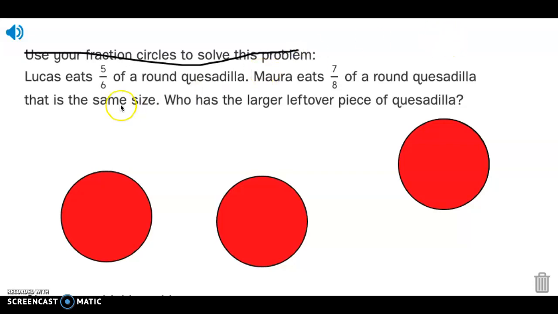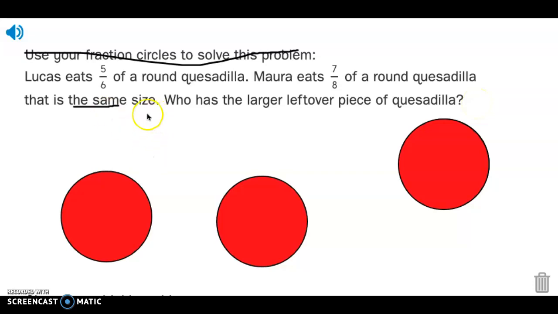Okay, it says Lucas eats 5/6 of a round quesadilla. Mora eats 7/8 of a round quesadilla. That is the same size. That's key, the same size, so they are equal. Who has the larger leftover pieces of quesadilla?